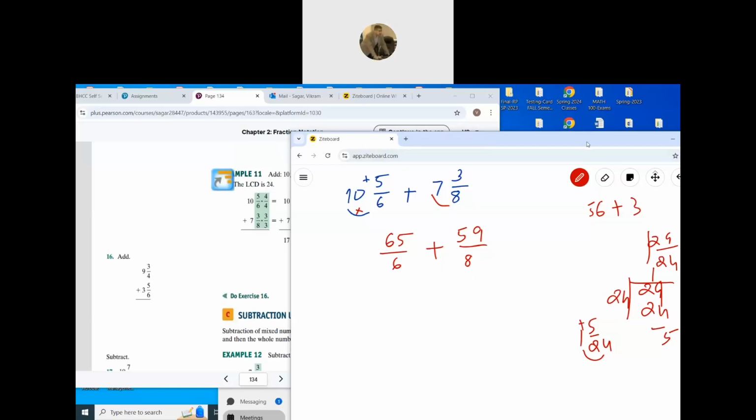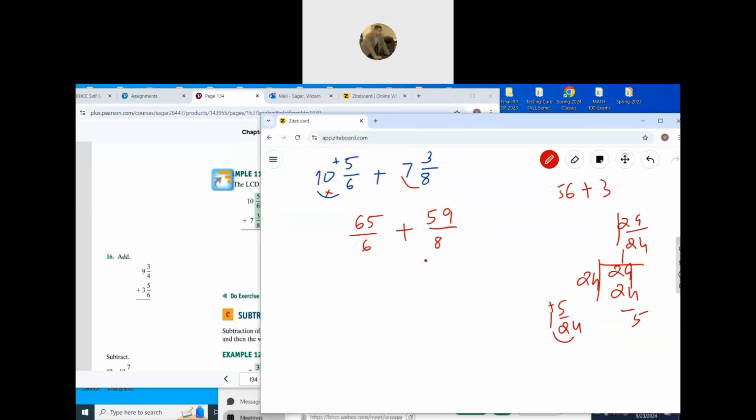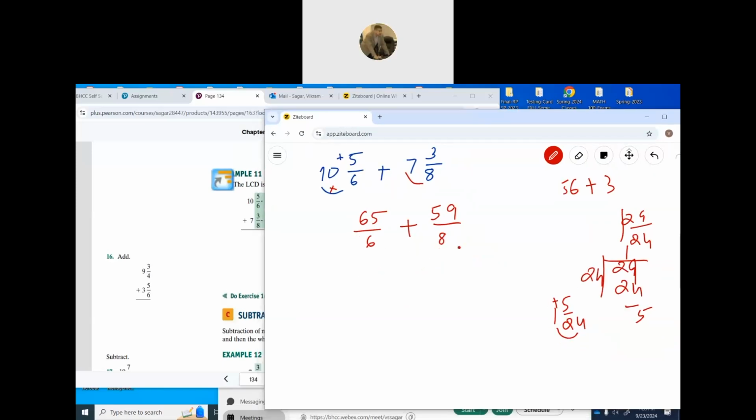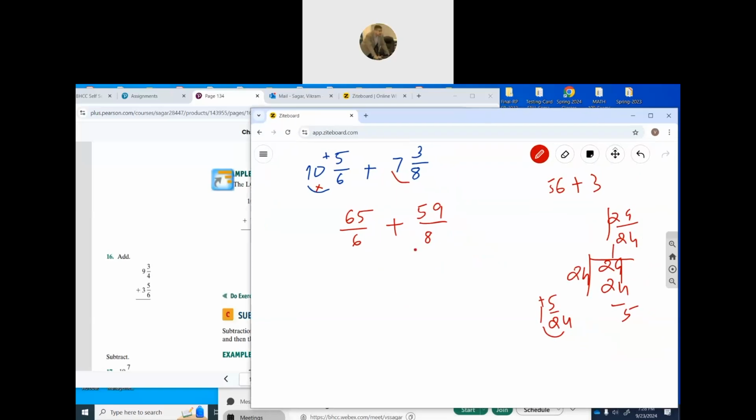We did this type of question, right? This over this, and add this or subtract this. So now it's easy. What's my LCD here? Same, right? My LCD would be 24.